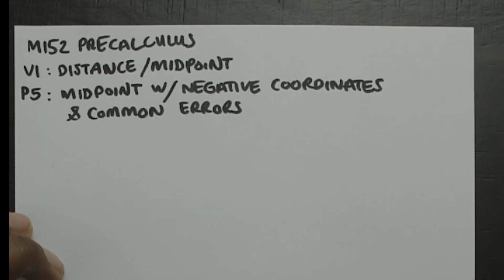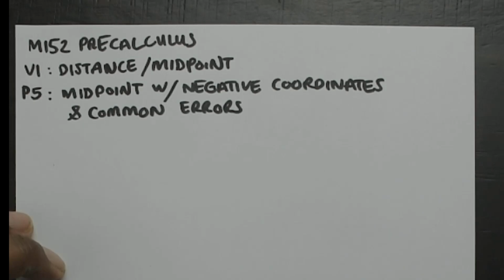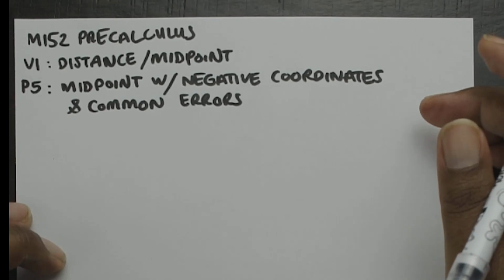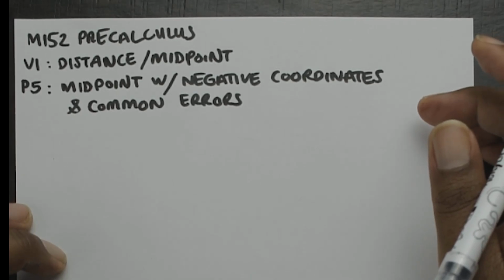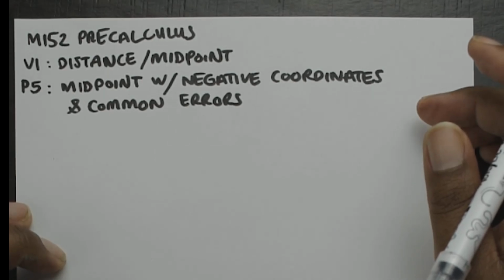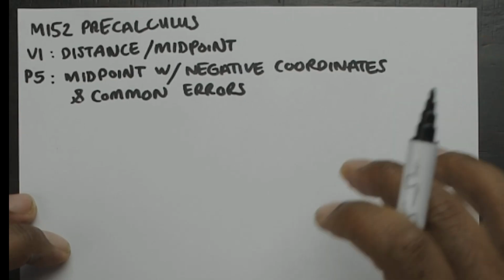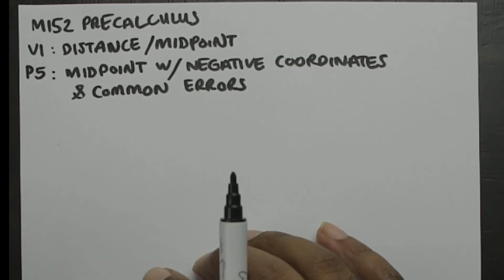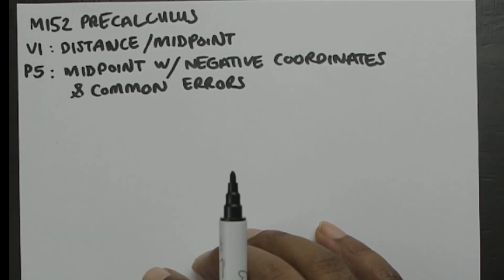Hello again. In our last video, we introduced the midpoint formula and learned that the midpoint is found by averaging the two x coordinates and then averaging the two y coordinates. Now, let's use the midpoint formula with negative coordinates.